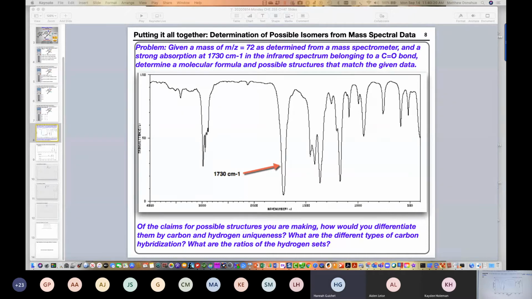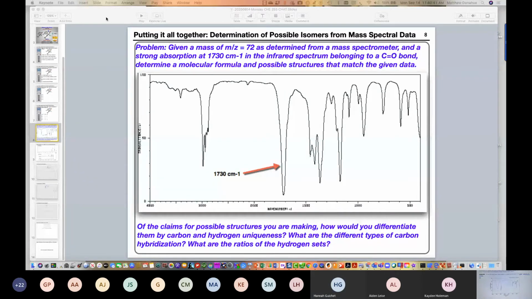Could you please tell us what the top looks like? I missed that of the page where it would be in the workbook. This is page 21 in the second semester workbook. All right, thank you. Yep.